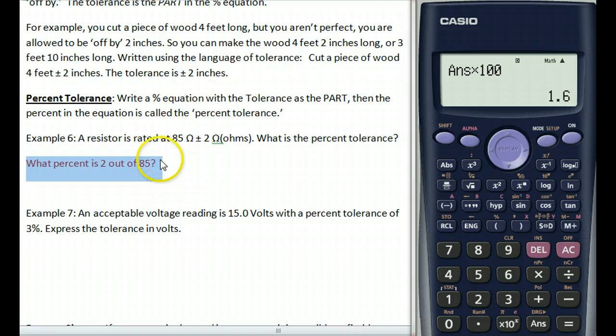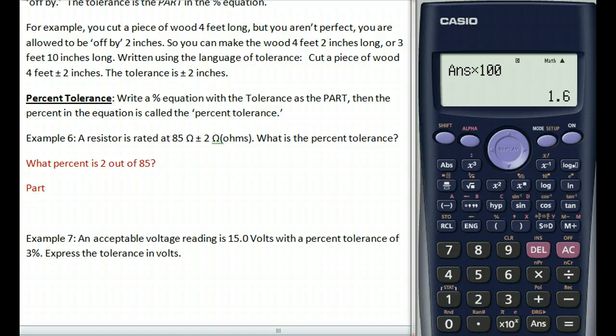And so let's go ahead and figure out what pieces we know. So I know that the part is 2, and I know the whole is 85, and I want to know the percent.